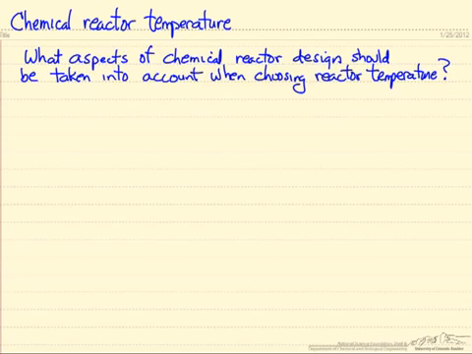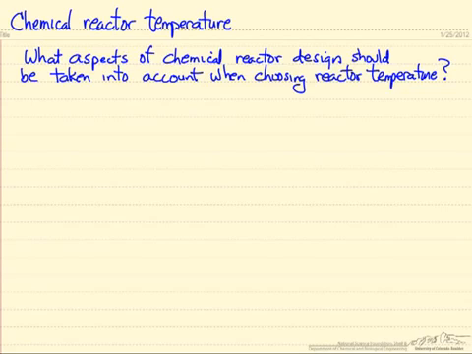The temperature can change, for example, in a batch or a semi-batch reactor with time. And in a plug flow reactor, it can change with distance down the reactor. And for example, with CSTRs in series, each one can be at a different temperature.